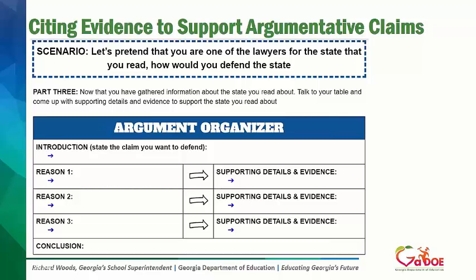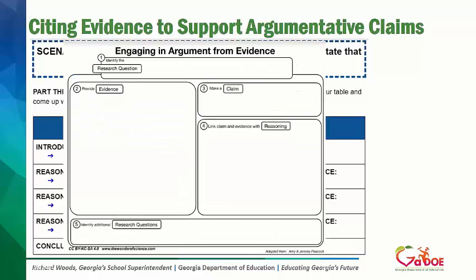All right, so here's another graphic organizer that I have used before. This is something they can use: what's their research question, the evidence, their claim, and reasoning, okay?